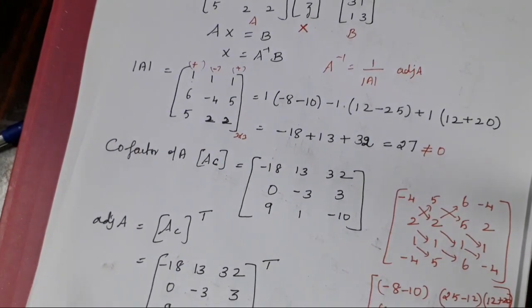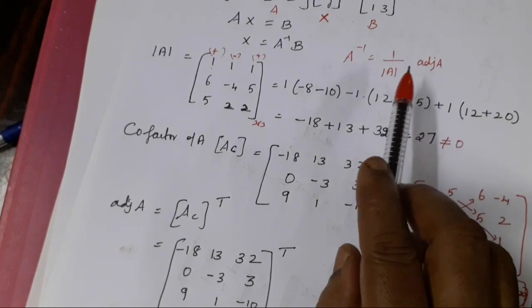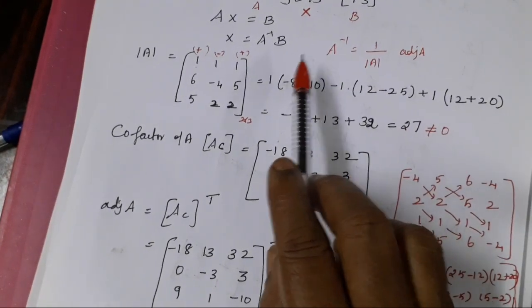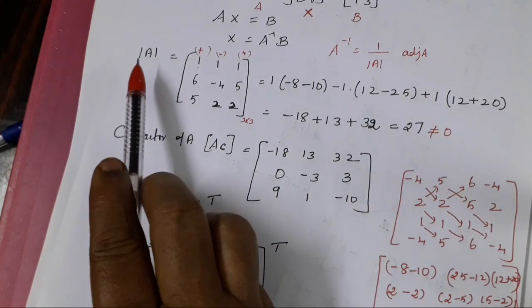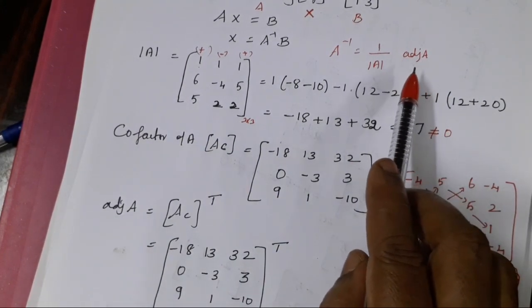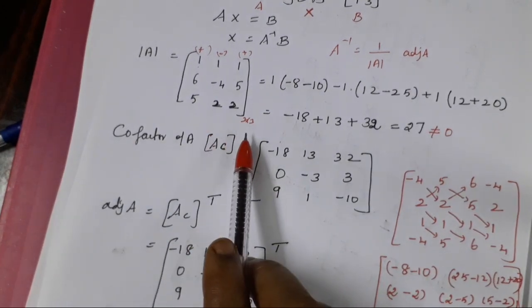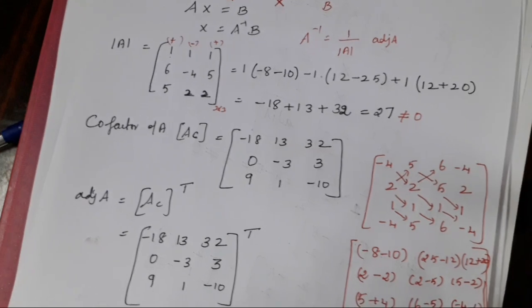Therefore A inverse exists. Next we find the adjoint of A. What are we going to find? A inverse. A inverse equals 1 by determinant of A into adjoint of A. First we found the determinant of A, next we find the adjoint of A. This is the 3 by 3 matrix, so first we find the cofactor.